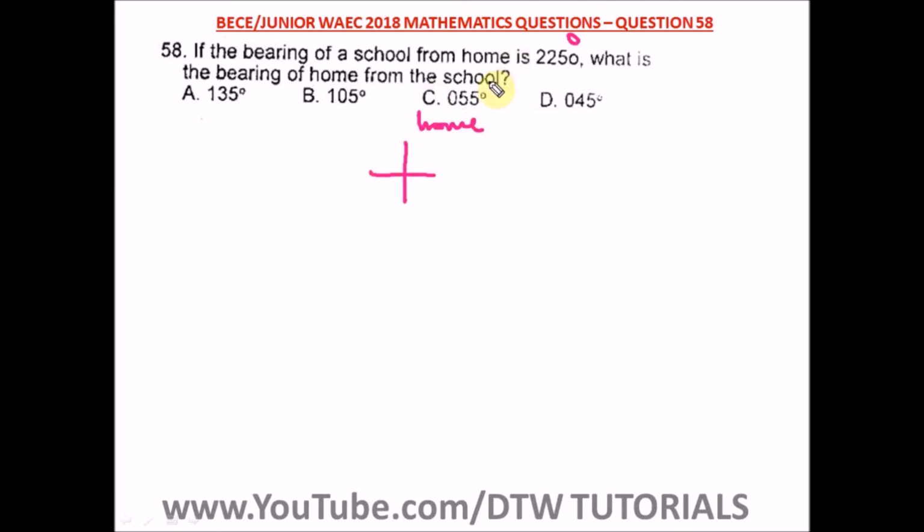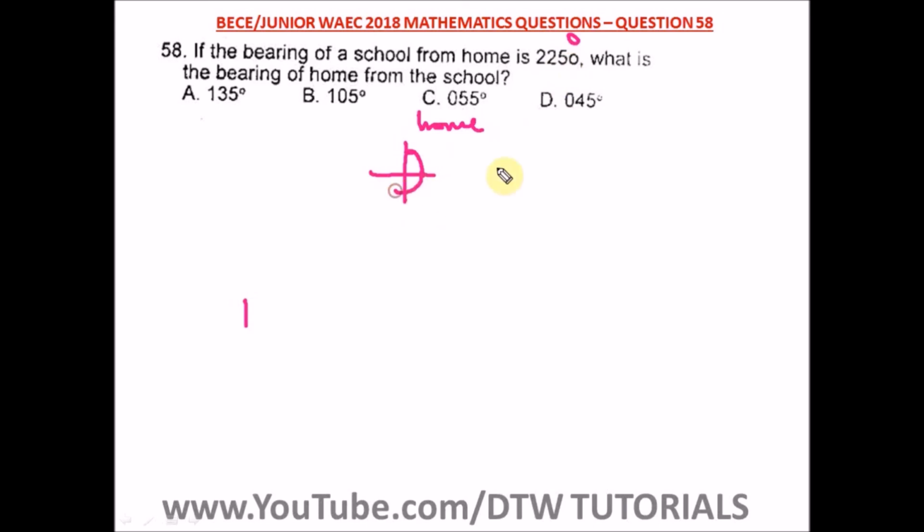So the bearing of a school from the home. Let's say the school is somewhere, or hold on, before we put where the school is first, let's count our degree. The bearing of a school from home is 225. So this is home. 225, we're going to start our counting from here. We're going to take the clockwise direction. So from here to here is 90. From here to here is 180. Okay, this is 225.